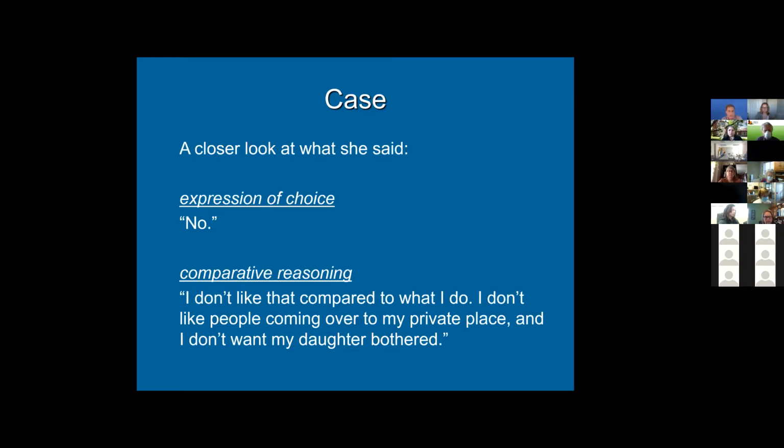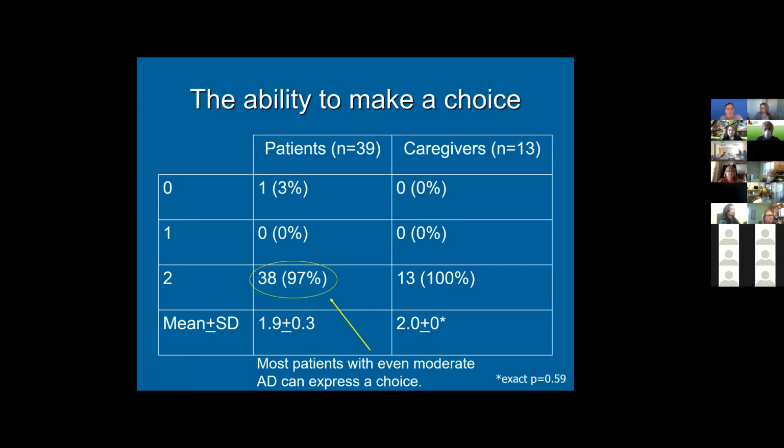I don't like that compared to what I do. I don't like people coming over to my private place, and I don't want my daughter bothered. So that's a little bit of comparative reasoning: your solution versus the alternative of not, and here's why I think one's better than the other. Let me break that down. The first thing she did was express a choice. No, yes, that's it.